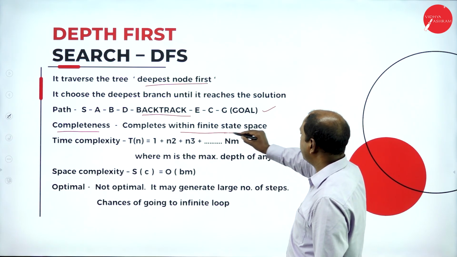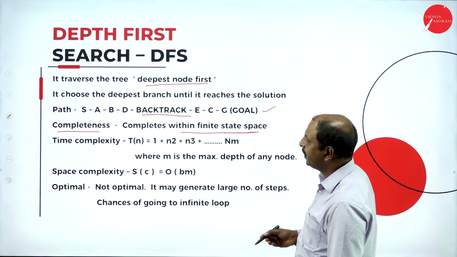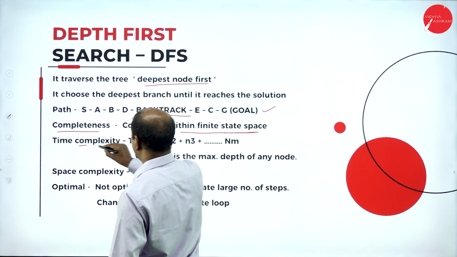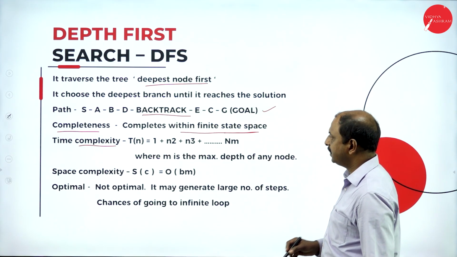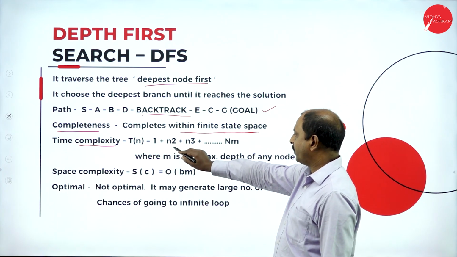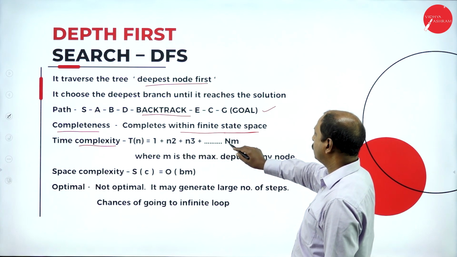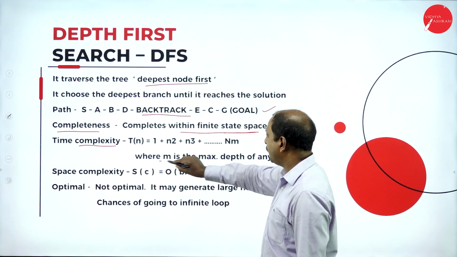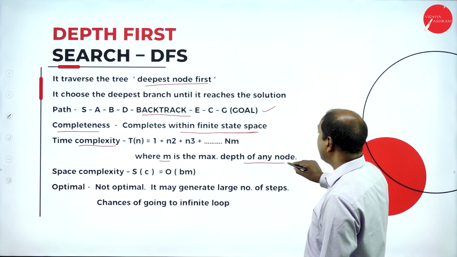If I say state space, number of levels. Next, what is the time complexity? How do we represent it? It is n squared, n cube, and n to the power of m, where m is the maximum depth of any node.